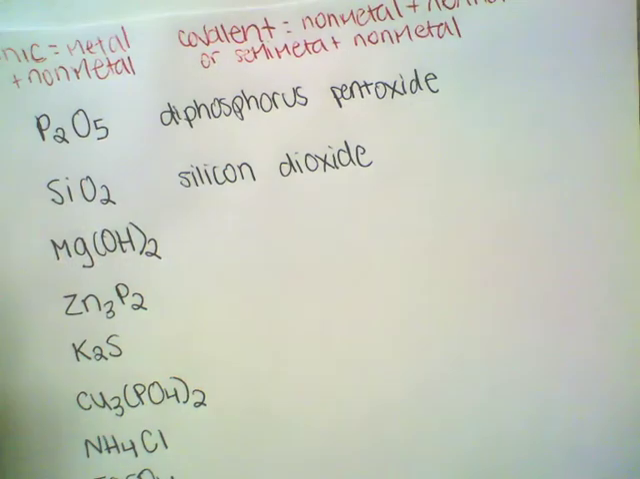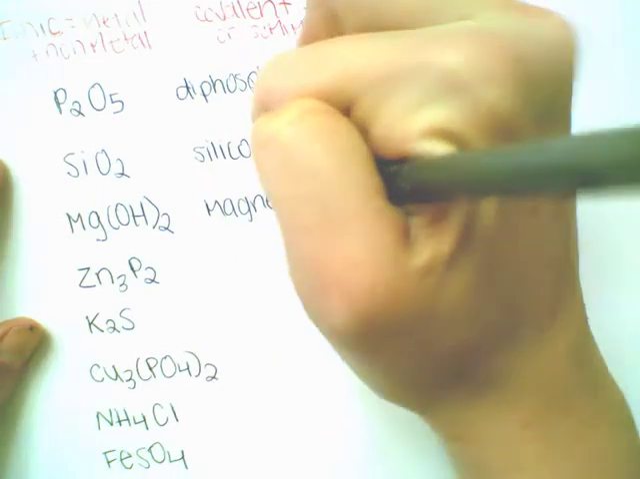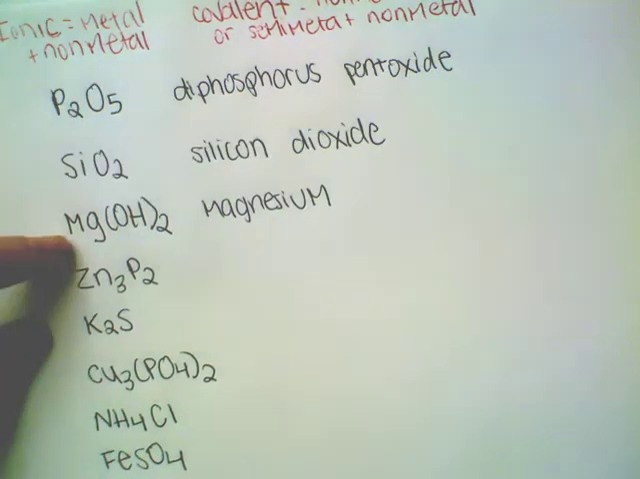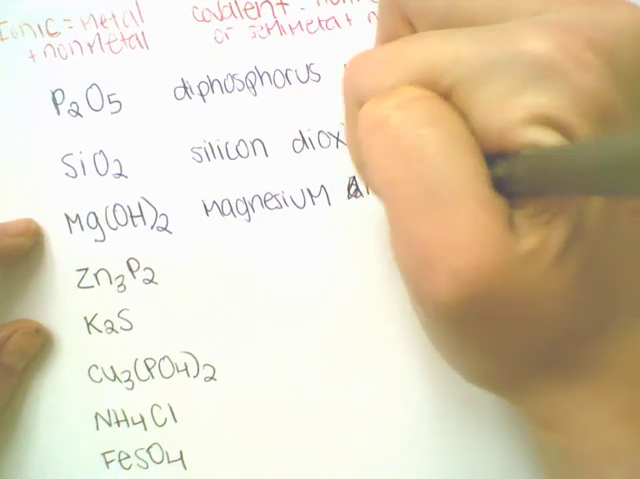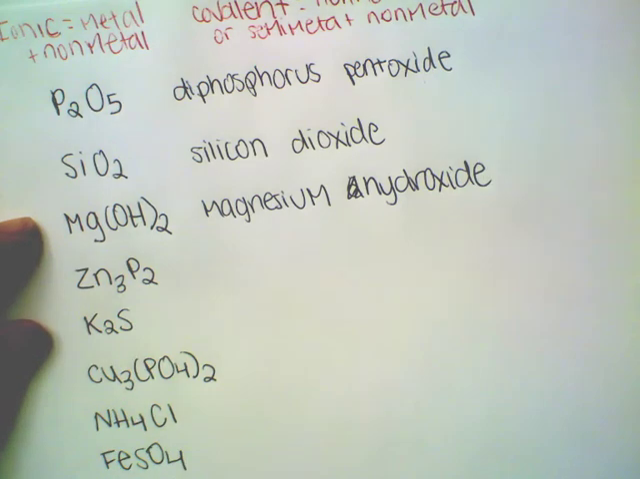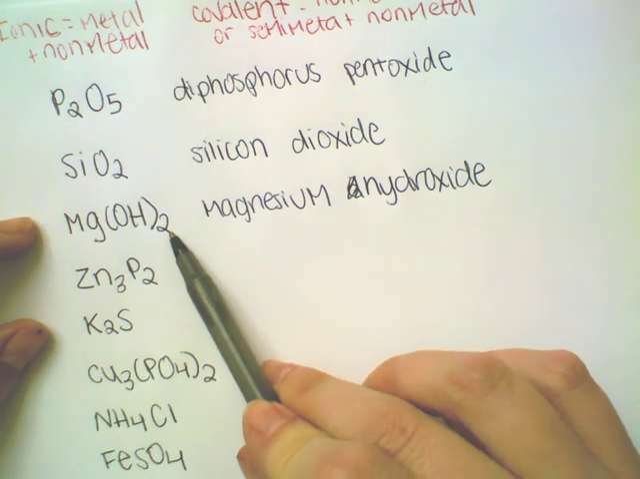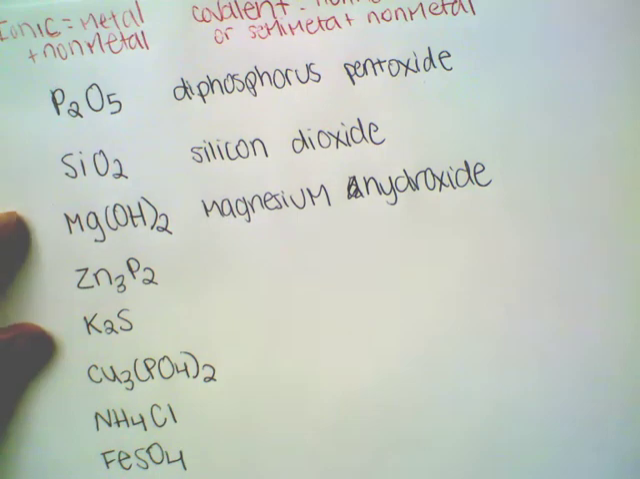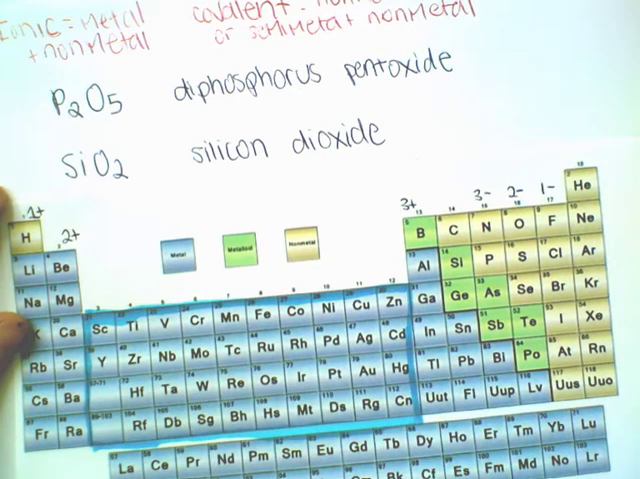When naming an ionic compound that contains a polyatomic ion, you're just going to name the metal first, so magnesium, and then you name the polyatomic ion. Magnesium hydroxide. We do not need to indicate that there are 2 hydroxide in the name. That would be assumed because magnesium always makes a 2+ ion, and then hydroxide makes a 1-.